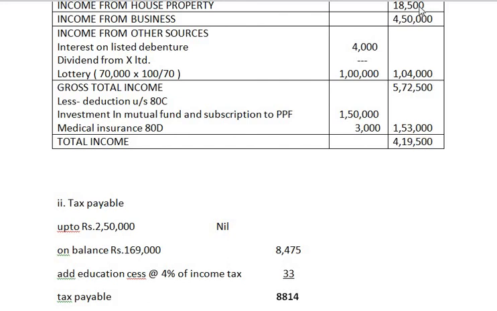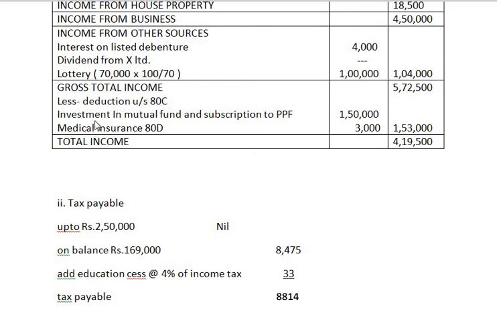When you total all, that is income from house property 18,500, income from business 4,50,000 and income from other sources 1,04,000, we get a total figure of 5,72,500. This is known as gross total income. From this gross total income, we have to make deduction under section 80C, 80D, etc.